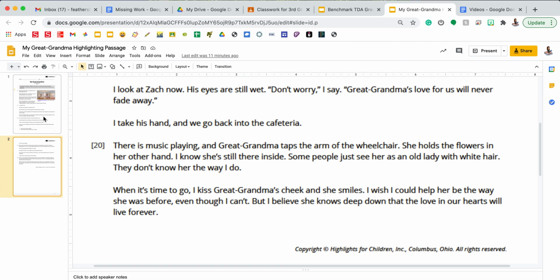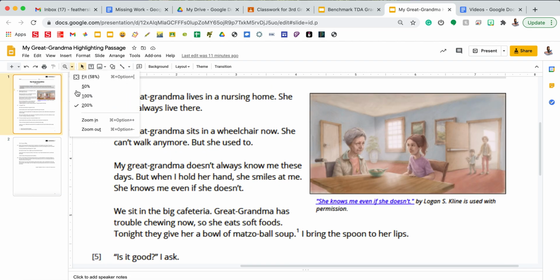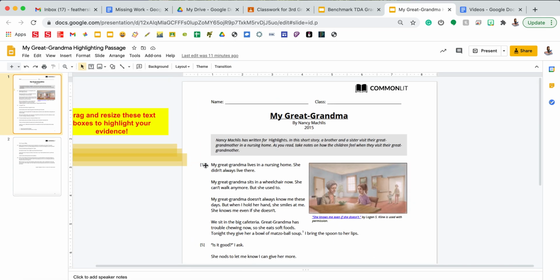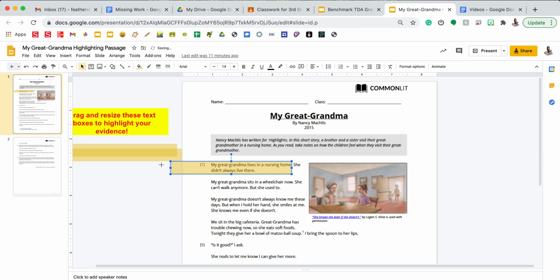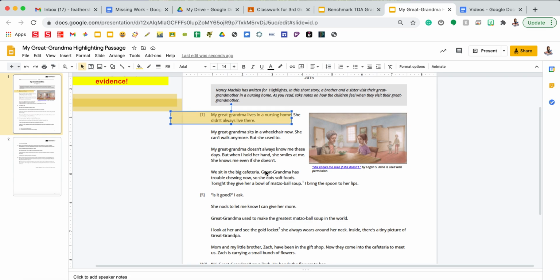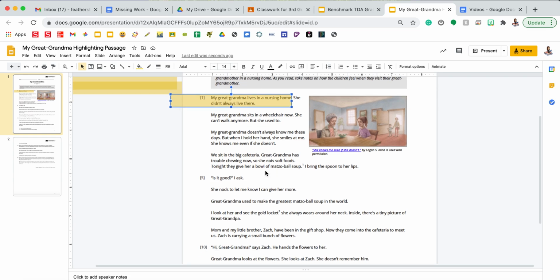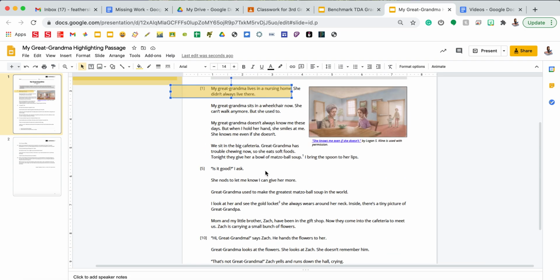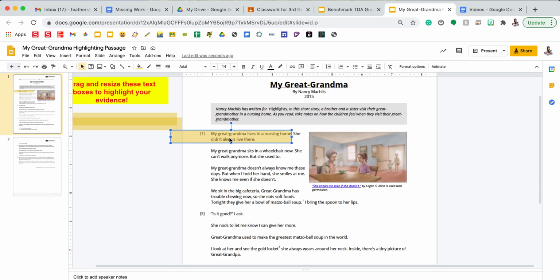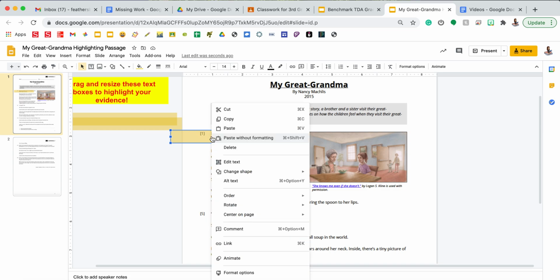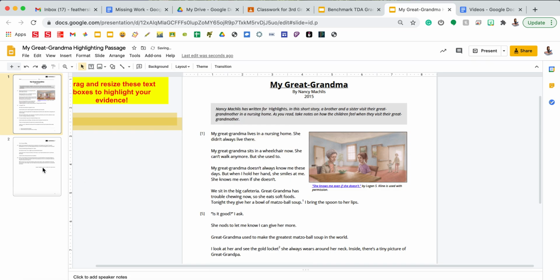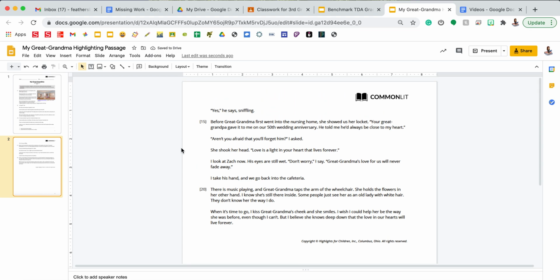Okay, on this first page, I'm going to zoom out a little bit. I have some highlighting boxes. So we're going to drag these to highlight our evidence. The first piece of evidence that I like is, I believe, on the second page. So I'm going to 2-finger click, cut, take this to the second page, 2-finger click, and paste.